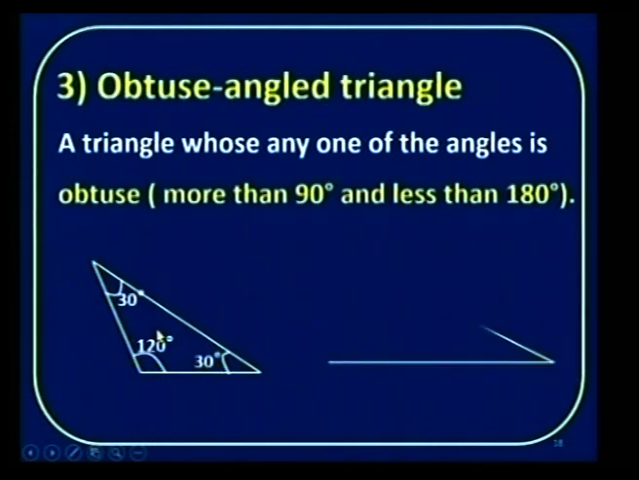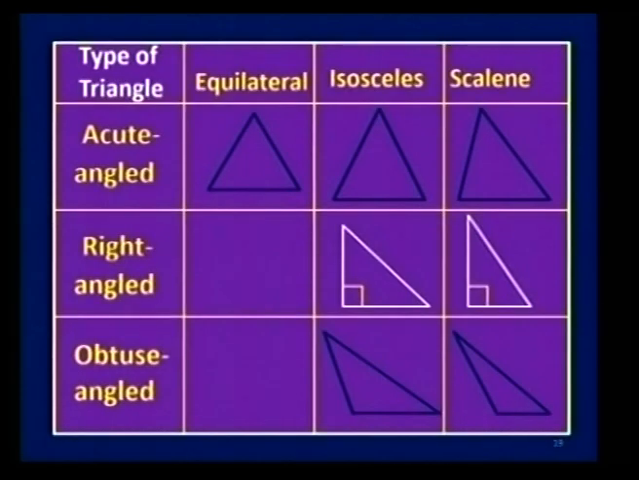Now, observe another triangle here. I am taking three angles here. One is 100, 50, 30. So, we can call it as an obtuse angle triangle. Now, children, observe the screen. I have taken here types of triangle: equilateral, isosceles, scalene. This side: acute angled, right angled, obtuse angled. Now, let us understand one by one.